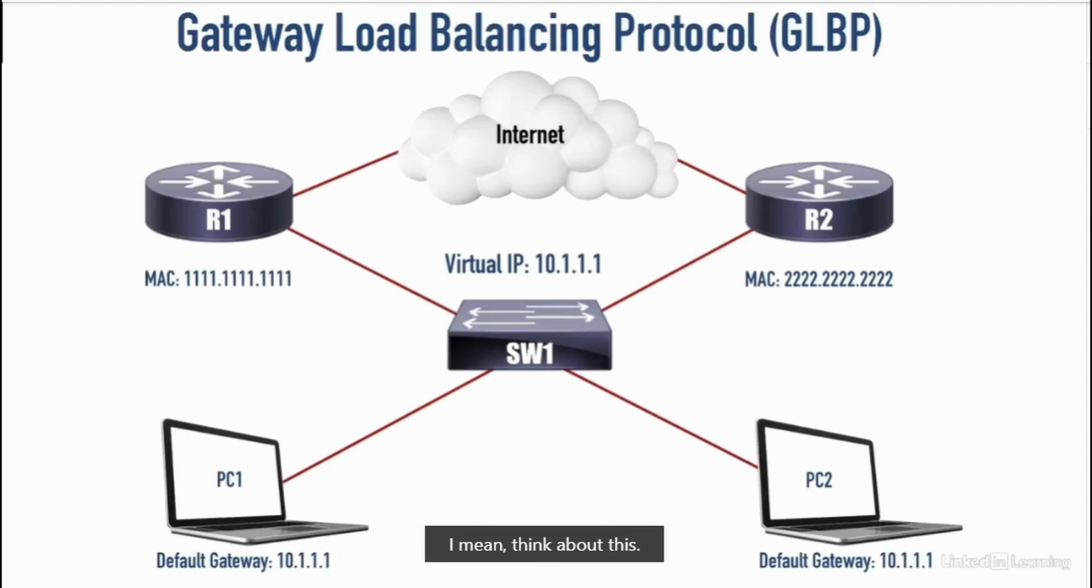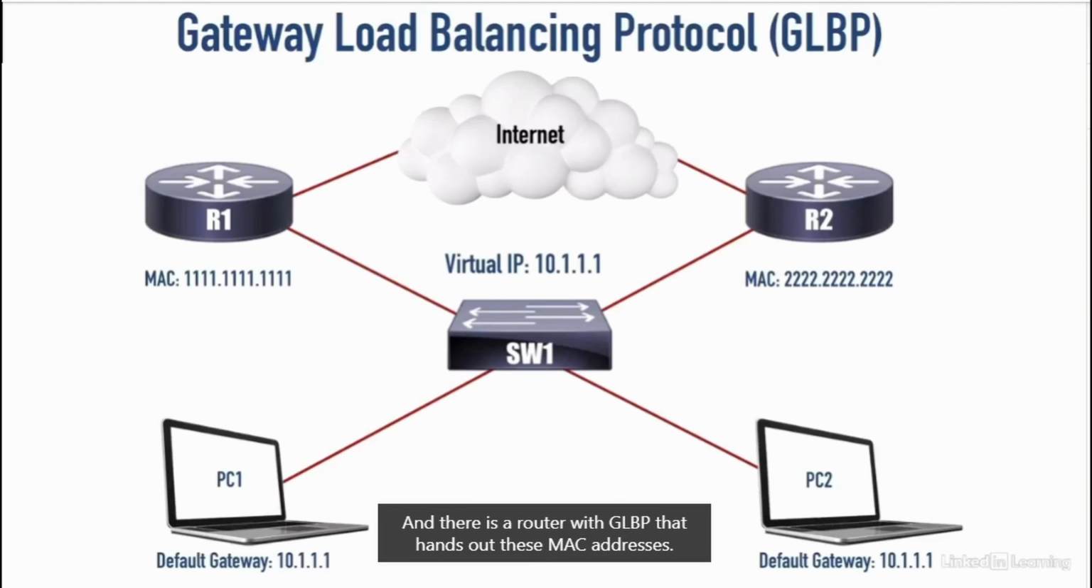I mean, think about this. What if PC1 pointed to R1 as its way out to the internet? And what if PC2 pointed to R2 as its way out to the internet? Now, they're both pointing to the same default gateway. They're both pointing to 10.1.1.1, but what if they pointed to different MAC addresses? Maybe PC1 pointed to the all 1's MAC address. That's R1. PC2 pointed to the all 2's MAC address. That's R2. That would give us, in addition to redundancy, load balancing.